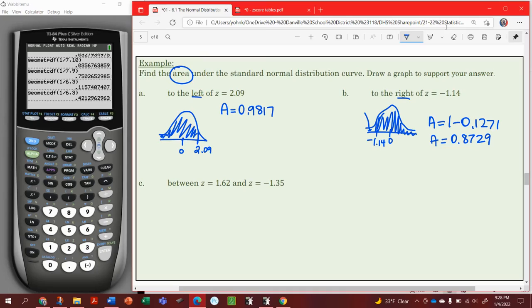Let's get that graphing calculator real quick. Hold on. All right. I've got my graphing calculator, so we're ready to go. Let's keep going.